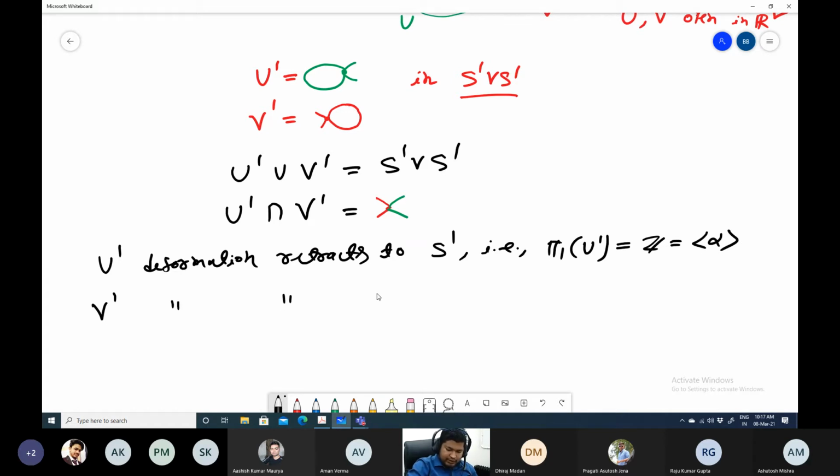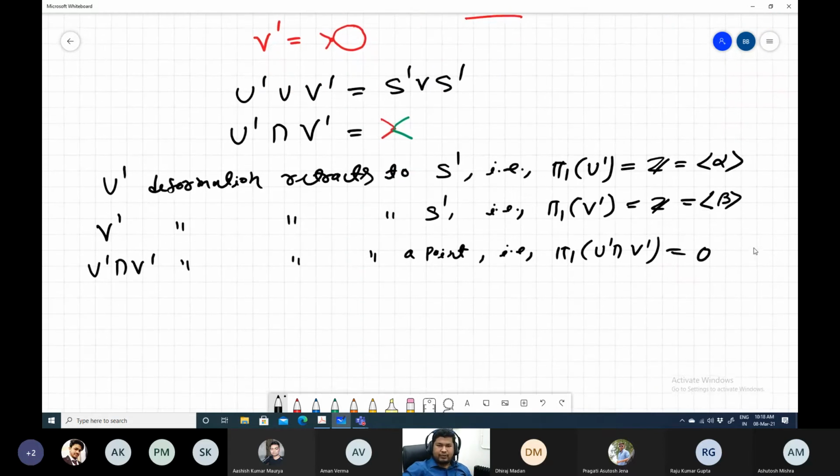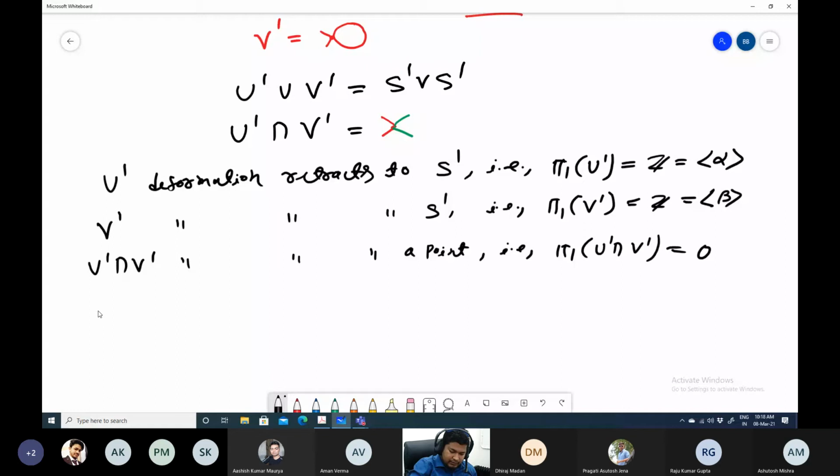And V dash deformation retracts again to S1. Now that is pi 1 of V dash, equal to again Z, but we need to take a different generator, because of that star, that is the free product, we can take say beta. And U dash intersection V dash deformation retracts to a point. So pi 1 of U dash intersection V dash is 0. Now just use the Van Kampen theorem.